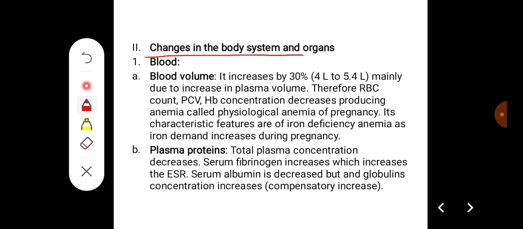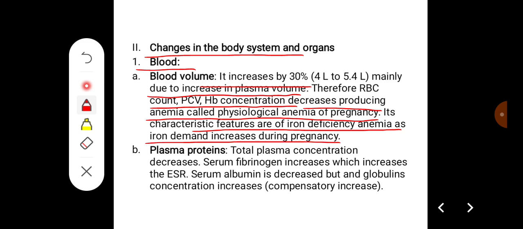Changes that occur in the body systems and organs, like the blood volume, which increases by 30%, that is 4 to 5.4 liters, and this occurs mainly due to the increase in the plasma volume. Therefore, RBC count, packed cell volume, and HB concentration decrease, producing anemia, and it is called physiological anemia of pregnancy. Its characteristic features are iron deficiency anemia, as iron demand increases during pregnancy.